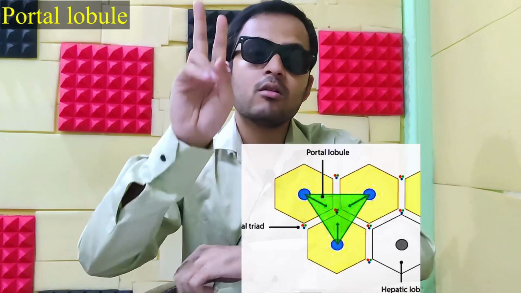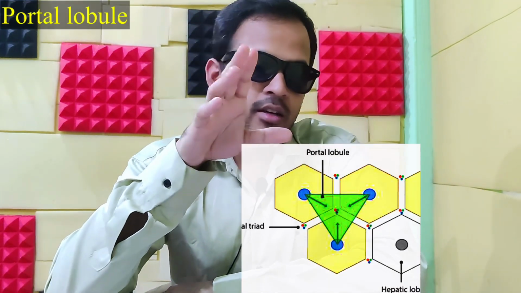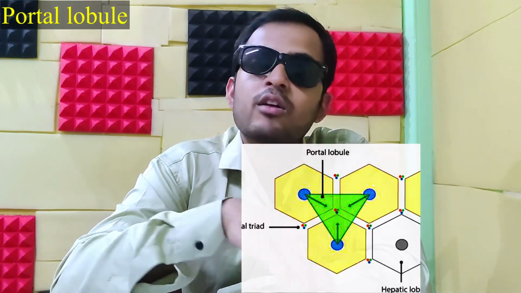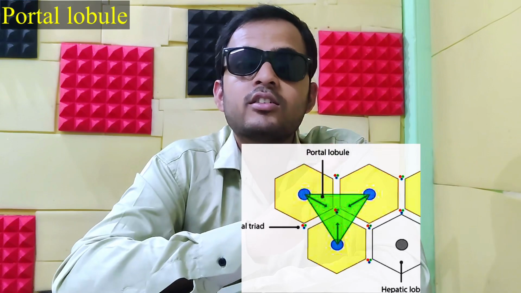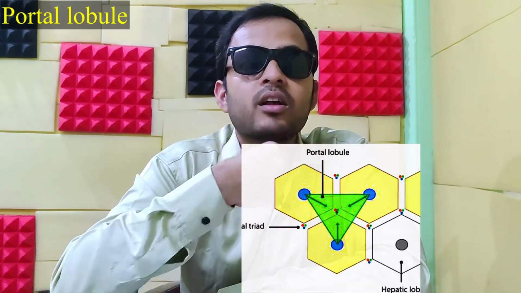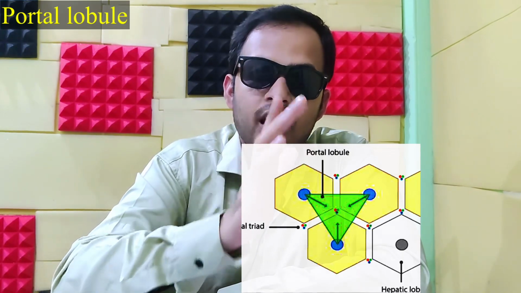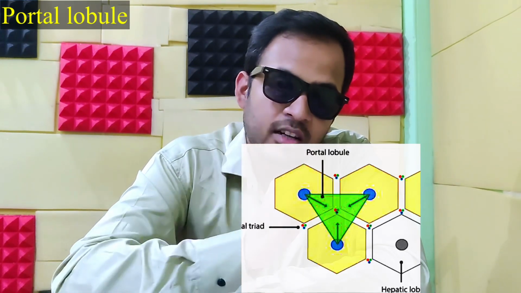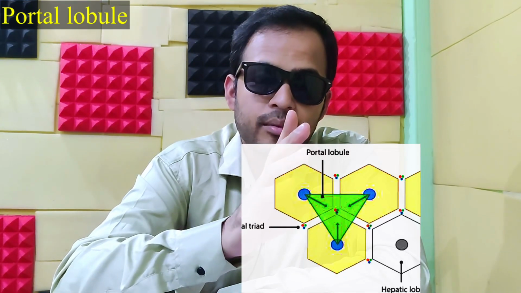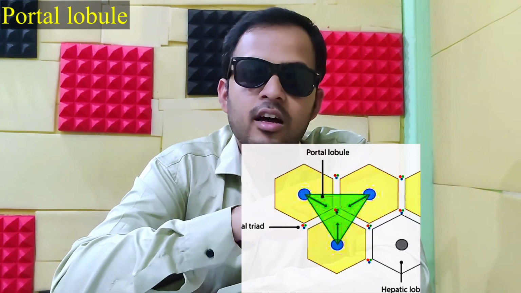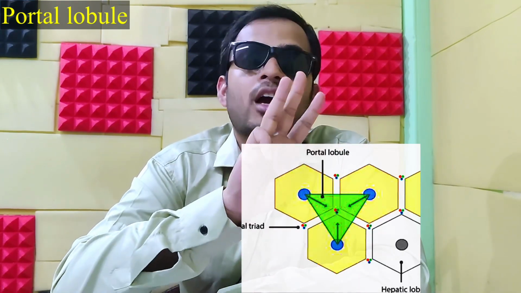Gone. Second point, portal lobule, okay. See, the portal lobule is basically an imaginary triangular territory. As you can see in this photo, it's an imaginary triangular territory. It doesn't exist in reality, but for our better understanding, I am talking about this imaginary triangular territory. At the center of this triangle, you are getting one portal canal, okay, and the triangle consists of the central veins of adjacent 3 hepatic lobules.